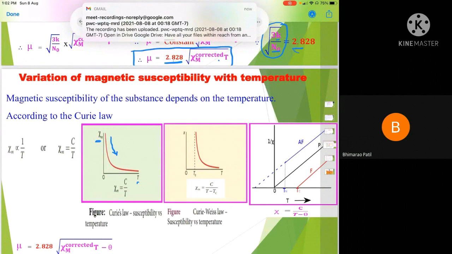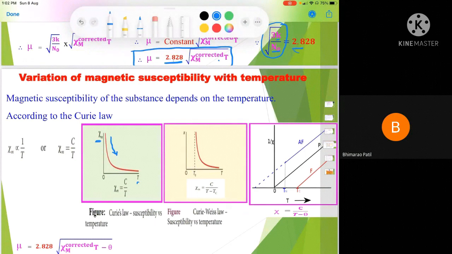Then you go to the Curie-Weiss law for the ferromagnetic substances. Also you see here, Xm, meaning molar magnetic susceptibility, is equal to C upon T minus Tc. What is Tc? Tc is the Curie temperature, below which the substance behaves as a ferromagnetic substance, and above that temperature it behaves like a paramagnetic substance.